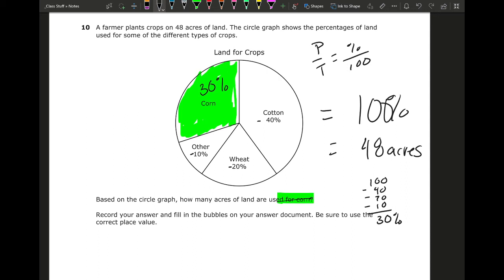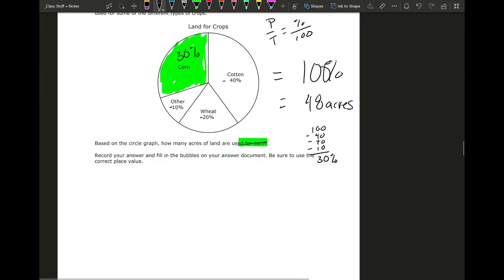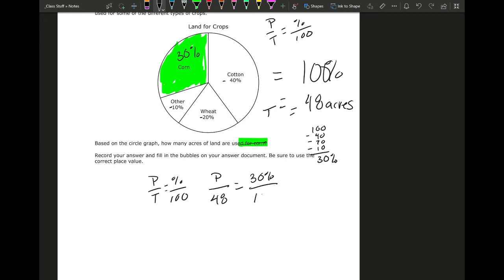Now you have 3 items that you can use to find how many acres that is. So we're going to use that information. We're going to do part over total equals percent over 100. I don't know my part. I know the total. This is the total. 48 acres equals, I know the percent of corn, which is 30%. And I know the total percent is 100.